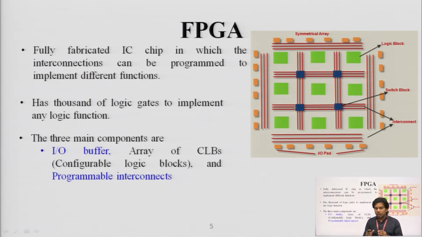The main components that we can discuss in the FPGA are input output buffers, an array of CLBs, where CLB stands for configurable logic blocks, and programmable interconnects. I hope you are already aware of the interconnect, but I will give a brief introduction. An interconnect is nothing but a wire inside your integrated circuit that is used to connect two or more transistors, and can carry information between the transistors. In simple terms, it is a kind of wire, which we will also discuss in unit 2.